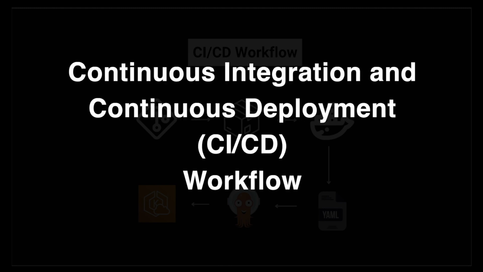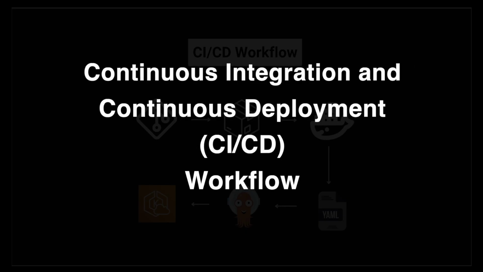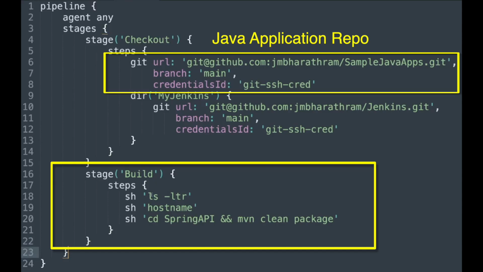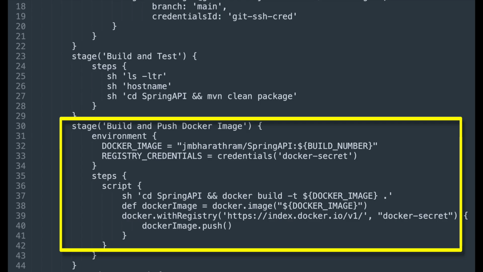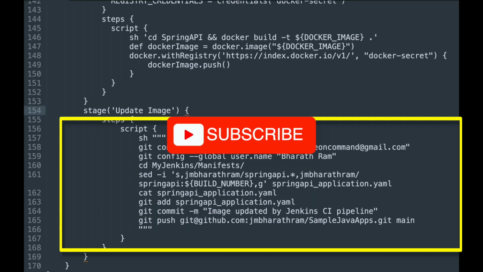In this video, I am going to be showing a basic implementation of a CI/CD workflow. By the end of this video, you're going to understand how to actually package a Java application, and we're going to use Maven to package the application, and the pipeline is basically going to create a Docker image using the package. Once the Docker image is built, it's going to be pushed to the Docker Hub, and then the pipeline will update a manifest file or a YAML file.